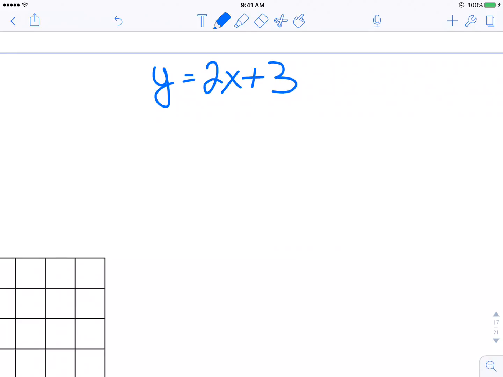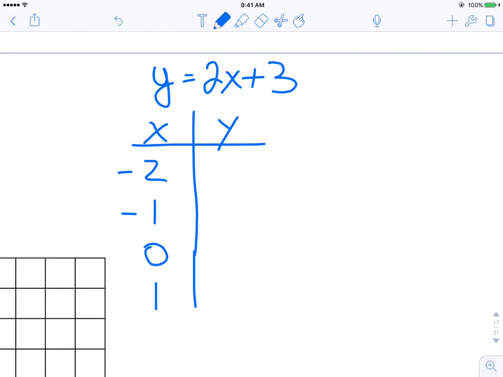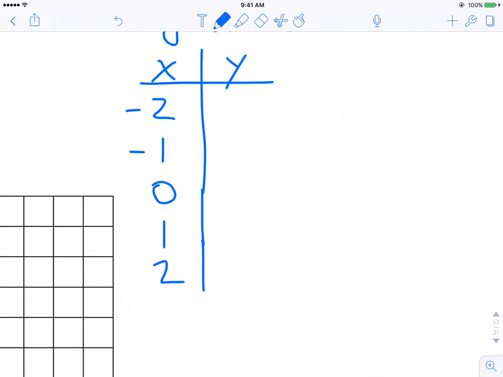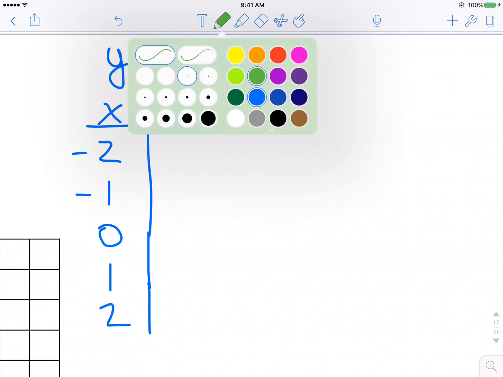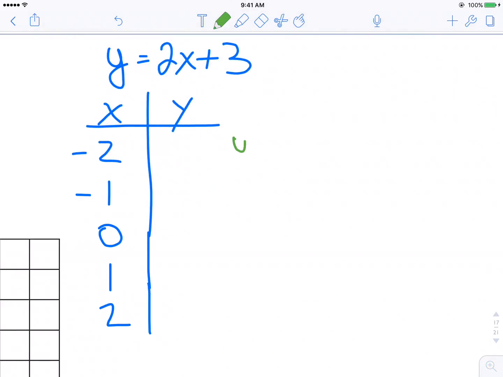That's my equation. I need to create a table of values, x, y, and make sure that when you're doing your table of values, you choose enough points that are going to give you enough of a representation of a line. I tend to always choose -2, -1, 0, 1, and 2. It gives me both some positive and negative points to look at, as well as 0, which is a nice easy calculation. From here, I simply go, well, if my equation is y is equal to 2x plus 3, I substitute this x value in.